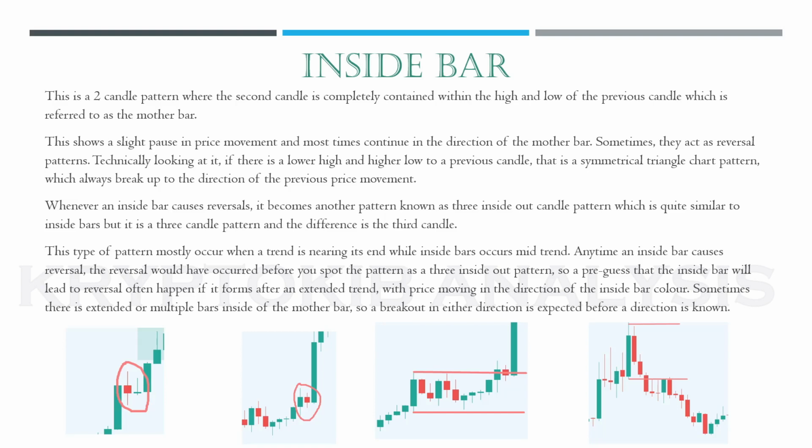Technically, looking at it, if there is a lower high and a lower low relative to a previous candle, that forms a symmetrical triangle, which is a symmetrical triangle chart pattern.